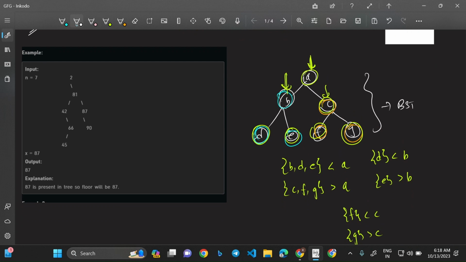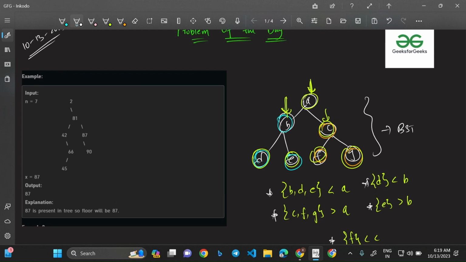So what are these conditions? This condition, this condition, this condition, this condition. This is the explanation regarding a binary search tree. So we have understood what is a binary search tree.